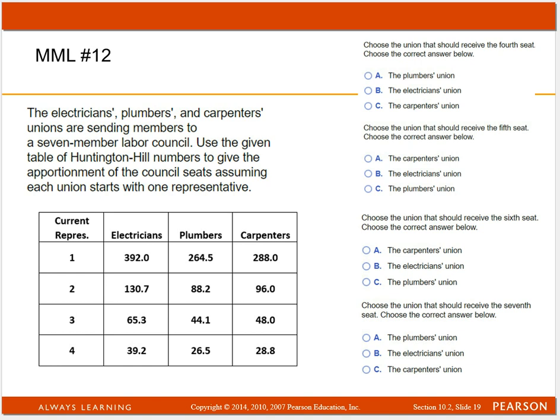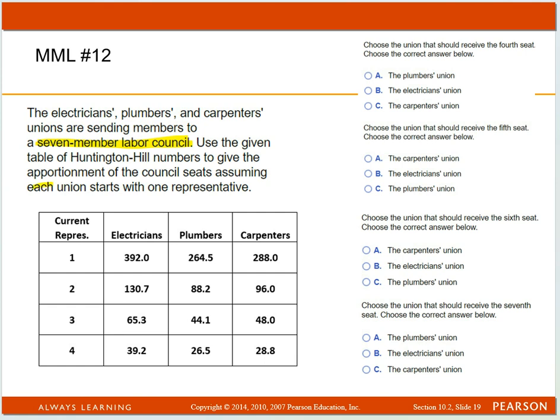Okay, so this is my last example. And this one is another one where they have already calculated the Huntington-Hill numbers, trying to make it easy on you again. And we've got electricians, plumbers, and carpenters, and they're in unions, and they are sending members to a 7-member labor council.